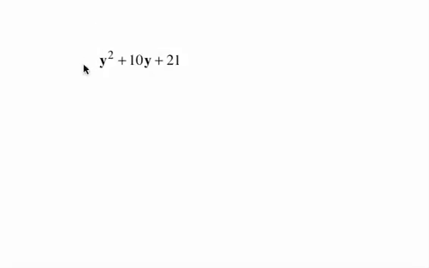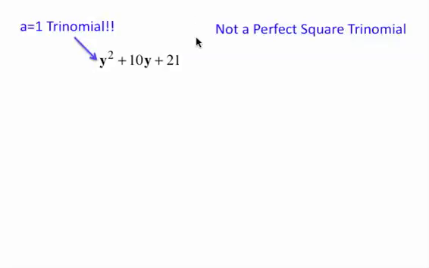Our first hint is that the a is equal to 1. So we want to ask ourselves, is this an a equals 1 trinomial, or is it a perfect square trinomial? It's not a perfect square trinomial because the last term is not a perfect square. If the last term was, then we would have to ask ourselves, is the middle term 2 times the square root of the first term and the square root of the last term, but we're not there.